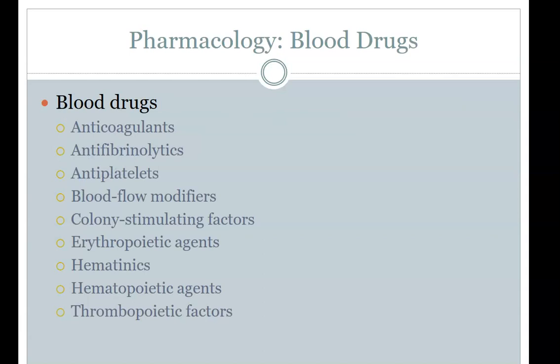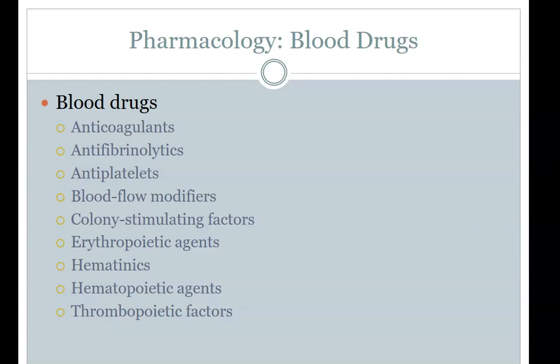Okay, your pharmacology immune drugs. You've got your anticoagulants, which prevent or delay the coagulation of blood and the formation of thrombi. Antifibrinolytics stop bleeding by blocking plasmin formation. Antiplatelets inhibit the function of platelets or destroy them. Blood flow modifiers promote blood flow by keeping platelets from clumping or decreasing blood viscosity.